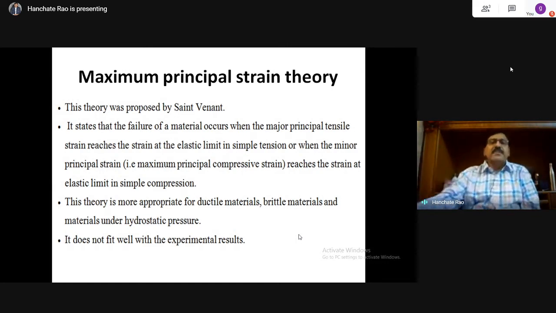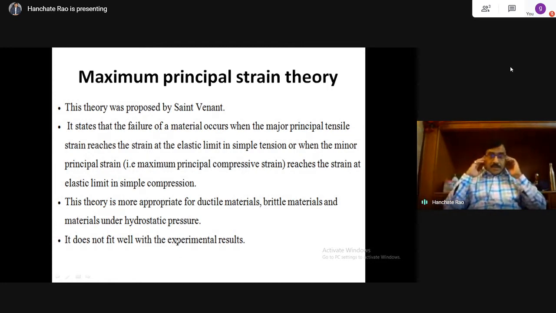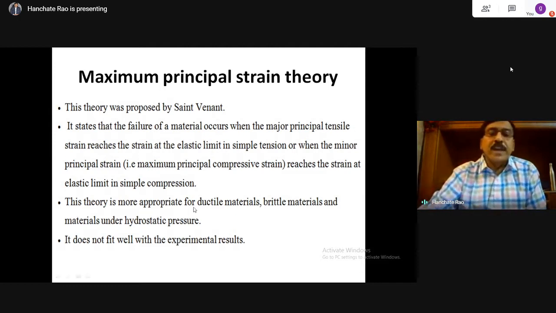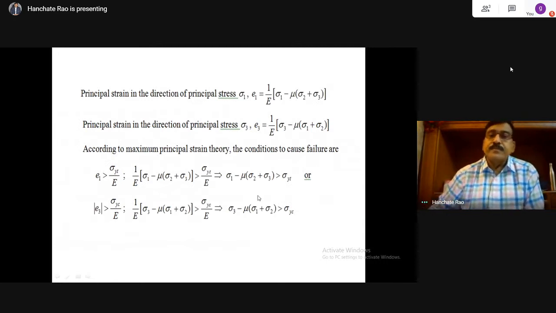This Saint Venant's theory is more appropriate for ductile materials and for materials under hydrostatic pressure. In the previous case we have seen the principal stress theory was not valid for the hydrostatic pressure case, whereas the principal strain theory can be used for hydrostatic pressure cases and ductile materials also. For ductile materials, however, it does not fit well with experimental results. The principal strain theory does not fit well with the experimental results.